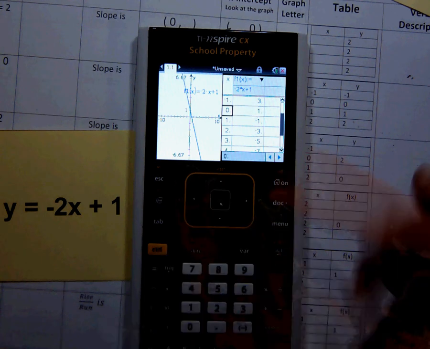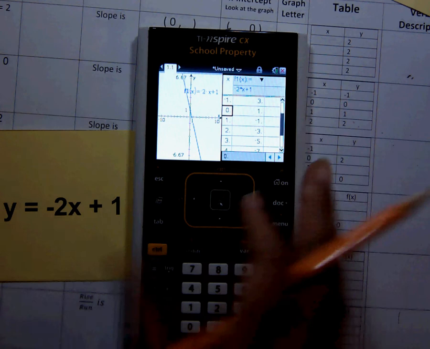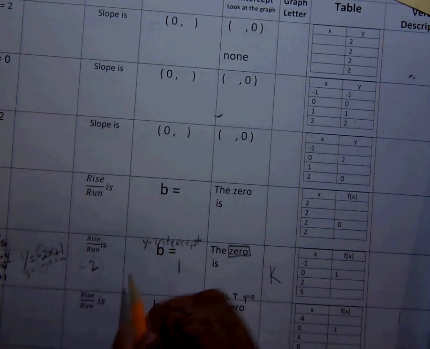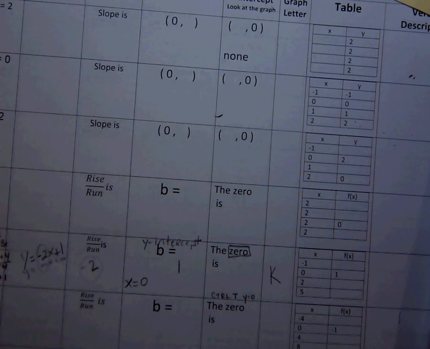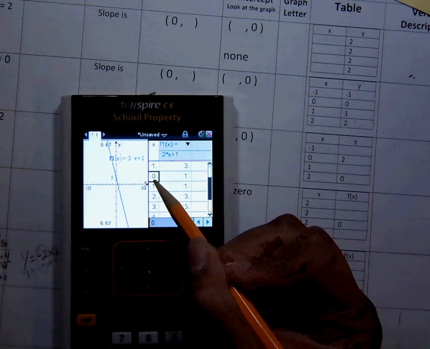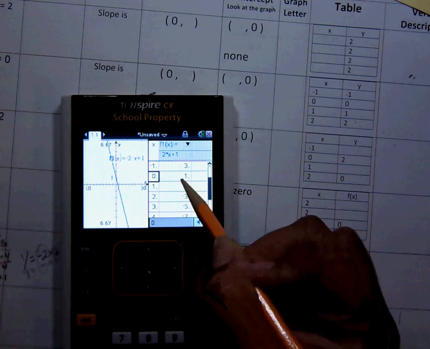And I know you see this here, and you're probably saying, "Oh, miss, you got it wrong. Your answer is 1." Well, let's go back and look. The y-intercept is when x equals 0. The x-intercept is when y equals 0. So let's go back and look at that again. X is 0. So that's the y-intercept. That's not the x-intercept.